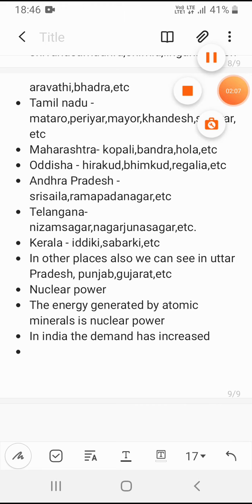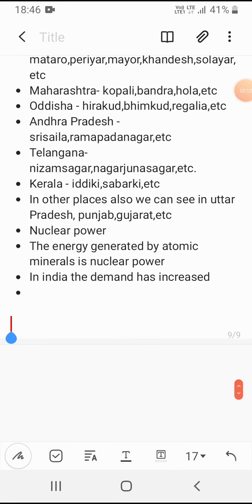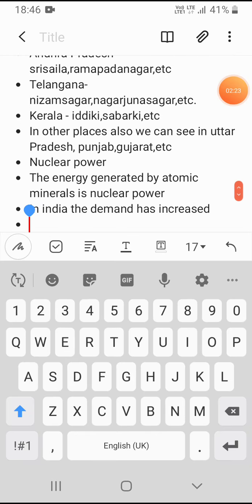And your next topic is the nuclear power station. So what does nuclear power mean? The energy that is generated by atomic minerals is called nuclear power. And in India, the demand for nuclear power has increased in recent days.